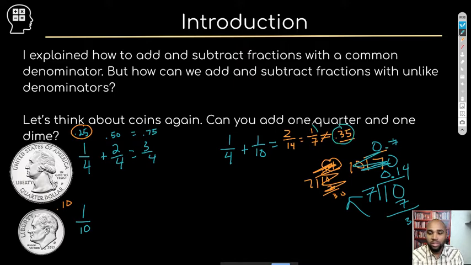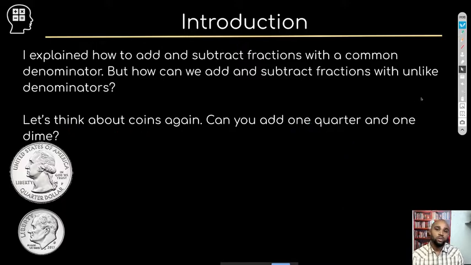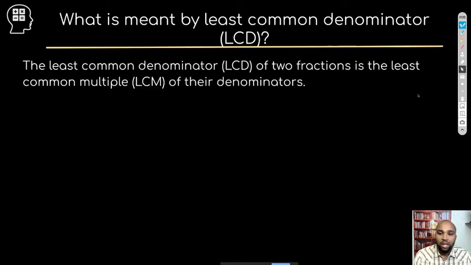0.35 does not give us the same thing when we just try to add. Because remember, in order to add, our denominators need to be the same. 4 and 10 aren't the same. That's why we're not getting the right answer. So we need to talk about how we get the same denominators, and that's going to lead us into our discussion about least common multiples.